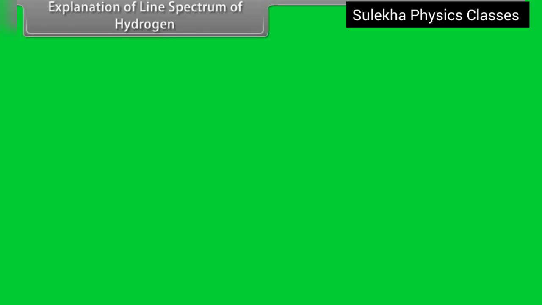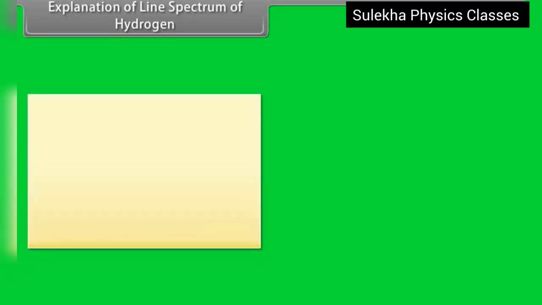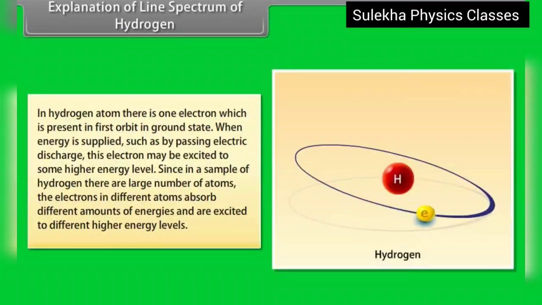Explanation of line spectrum of hydrogen. In a hydrogen atom, there is one electron which is present in the first orbit in the ground state. When energy is supplied, such as by passing electric discharge, this electron may be excited to some higher energy level. Since in a sample of hydrogen there are a large number of atoms, the electrons in different atoms absorb different amounts of energies and are excited to different high energy levels.